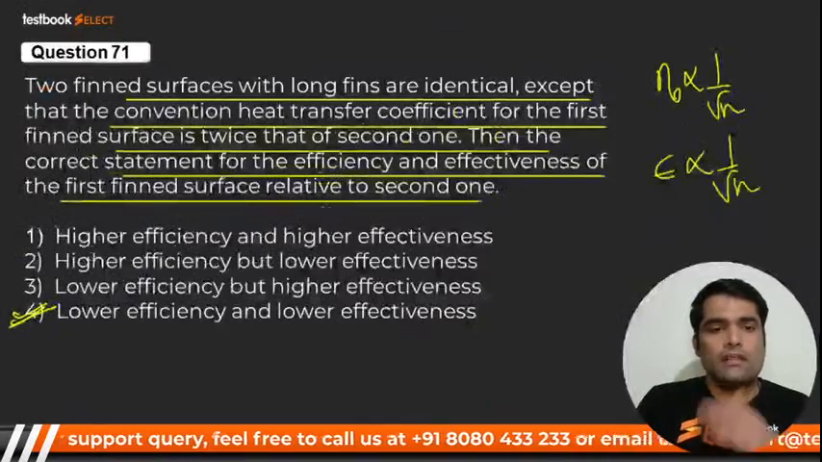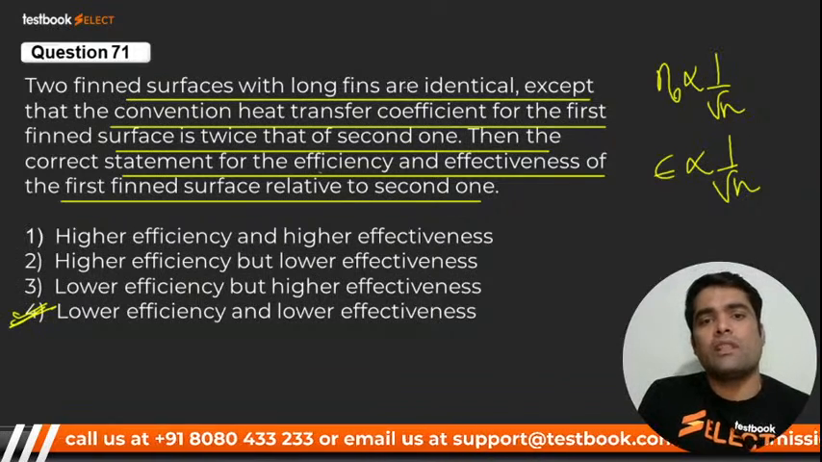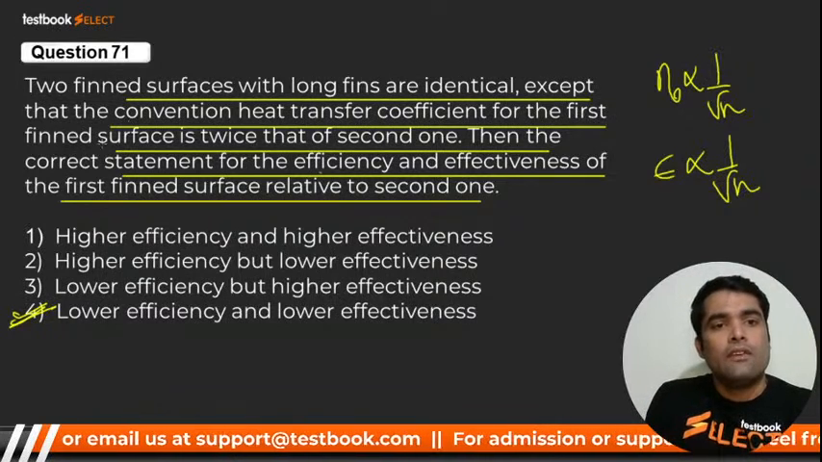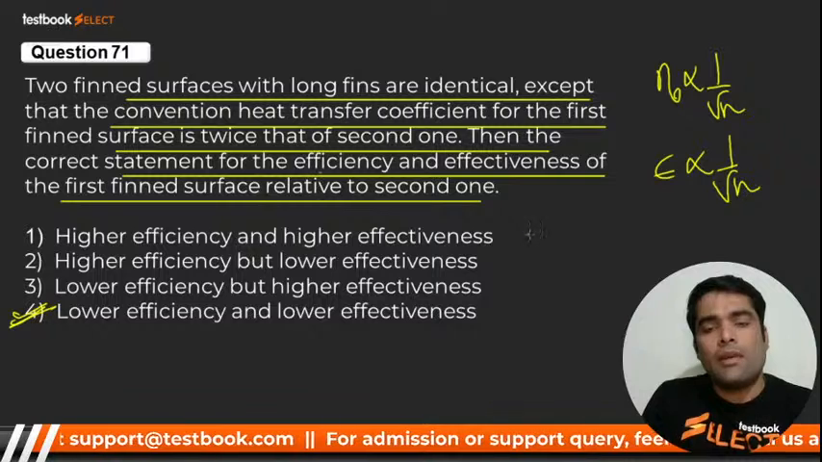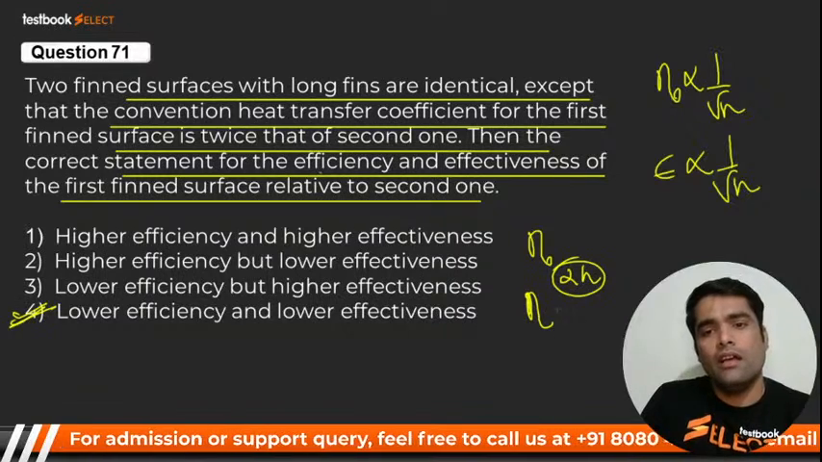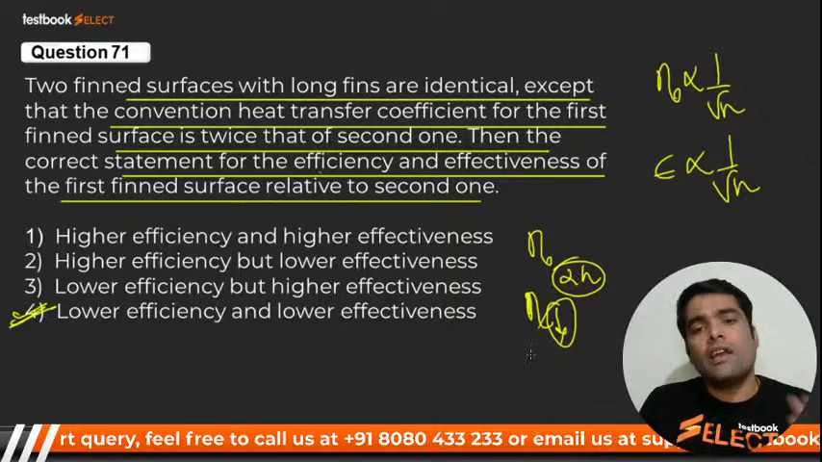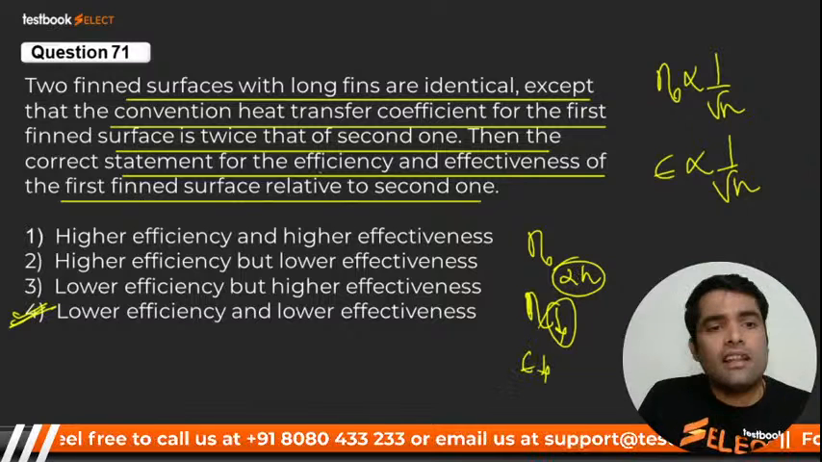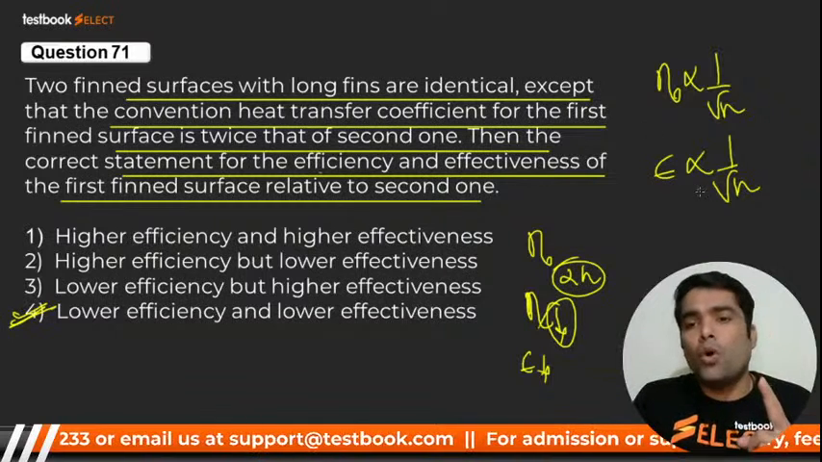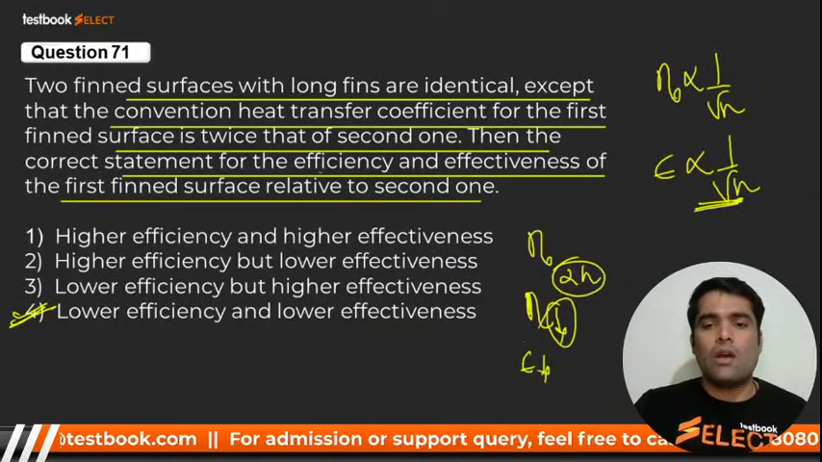Let me check once again. Guys, see क्या बोला यहाँ पे? Two fin surfaces with long fins are identical except that the convection heat transfer coefficient for the first fin surface is twice. मतलब पहले का twice हो गया. Efficiency तो इसका कम हो गया. And effectiveness भी कम हो गया. And then the correct statement for the efficiency and effectiveness of the first fin, पहली fin का पूछ रहा है बेटा. दोनों में inversely proportional है, तो दोनों की दोनों कम हो जाएंगी. I repeat. Now I hope you got it.